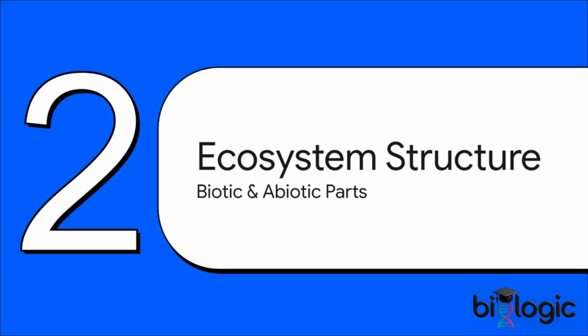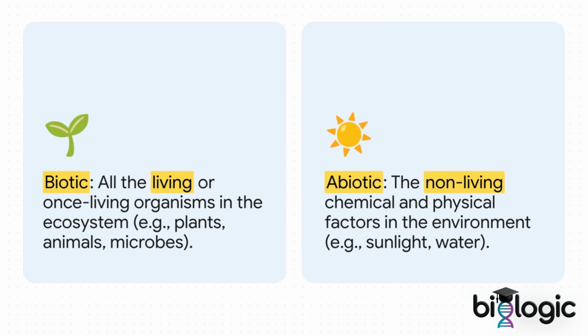The cool thing is, whether it's a tiny pond or the whole ocean, the basic blueprint is always the same. It really just boils down to two main components. You've got your biotic parts, that's everything living or that was living, and then you have the abiotic parts, all the non-living physical and chemical stuff. It's the interaction between these two that makes the magic happen.